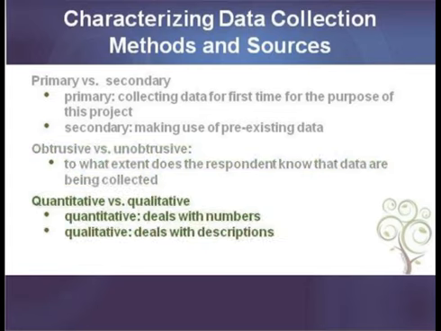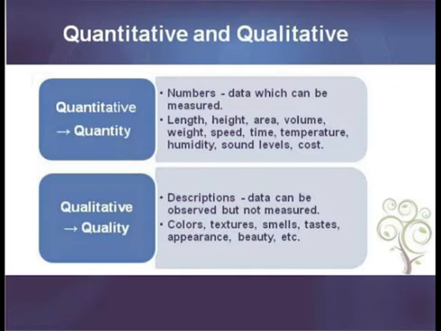The most common way we think about data are quantitative and qualitative. And again, these terms are exactly what they imply. Quantitative refers to quantity. It's data that are collected that deal with numbers and data which can be measured in some mathematical way. Height, volume, weight, speed, the sorts of things we're used to expressing in numbers.